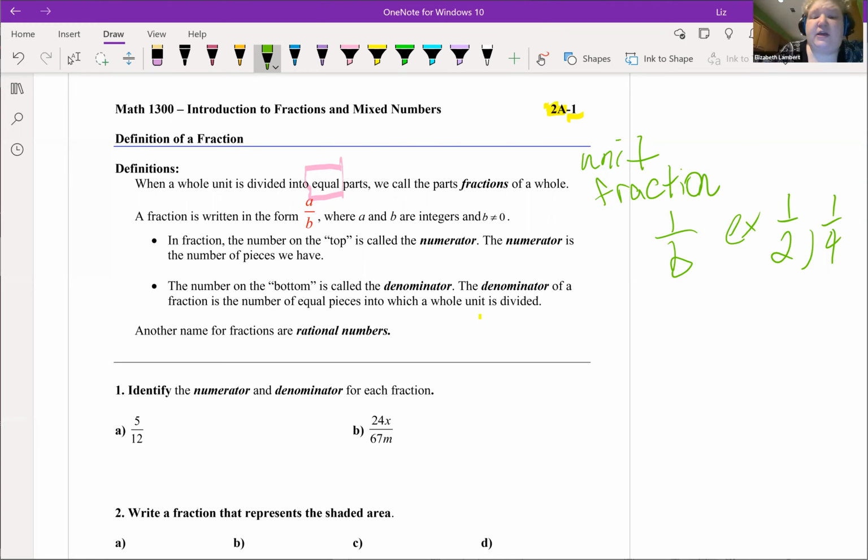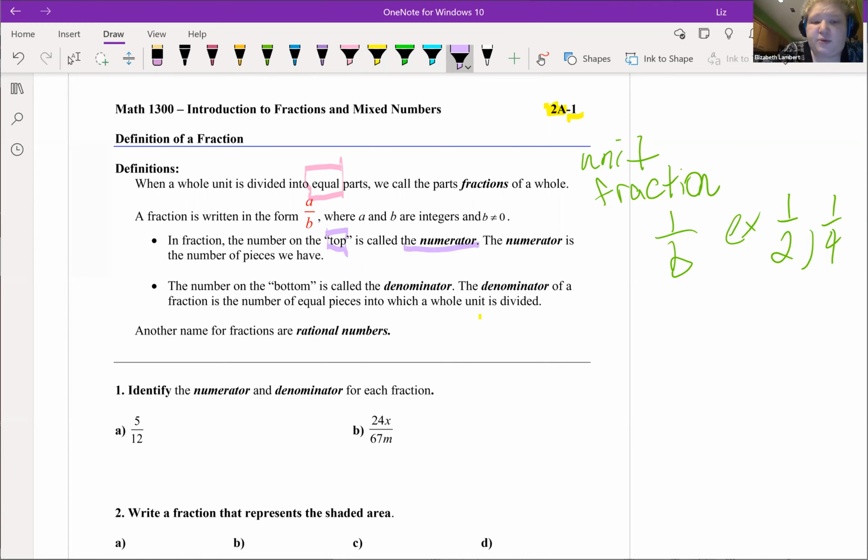Now, once we start having more than one of those unit fractions, that's where we get this A over B. So A is the number of copies of the unit fraction 1 over B. We've just merged it into a shorthand of A over B due to the properties of math. So hopefully this is vaguely familiar with the terms we use.